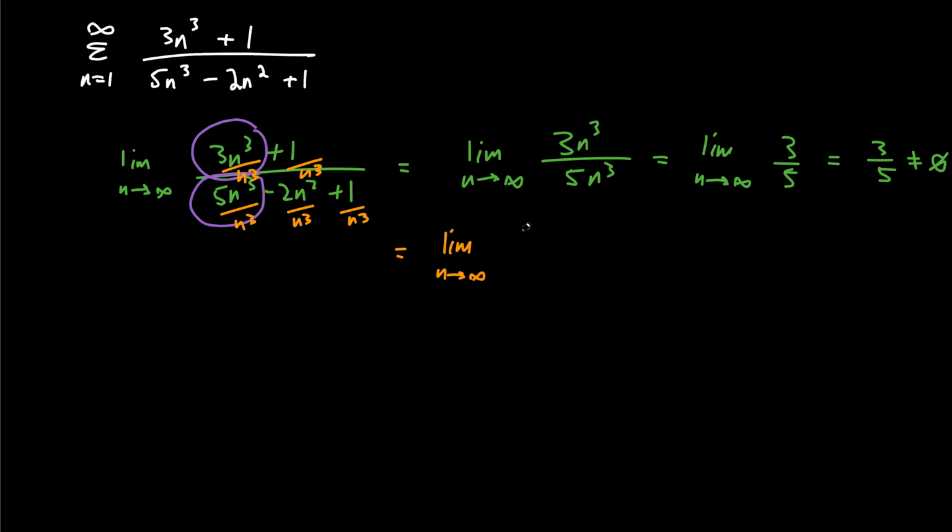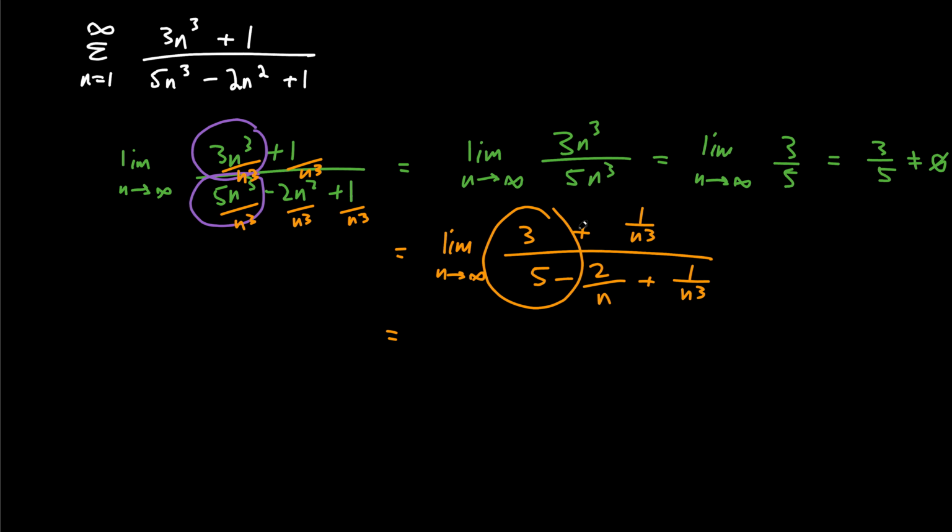Well, 3n cubed over n cubed would be 3. 1 over n cubed is 1 over n cubed. 5n cubed over n cubed would be 5. 2n squared over n cubed would be 2 over n with the negative there, and then 1 over n cubed stays as is. So now when you do this, think about the limit.